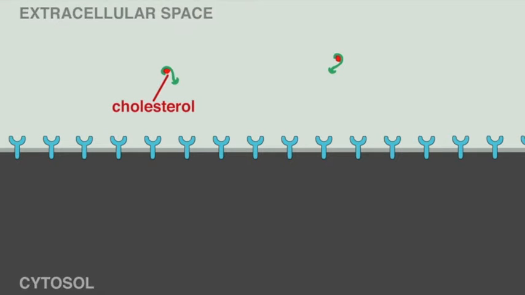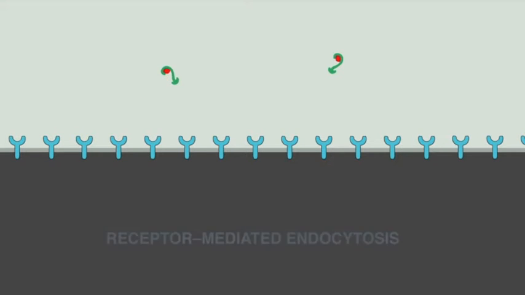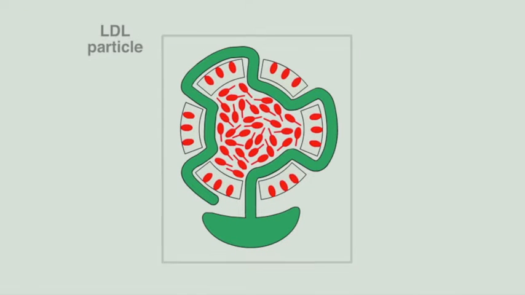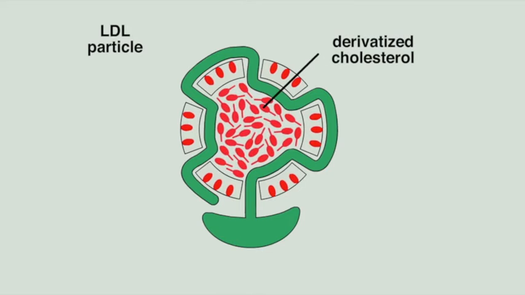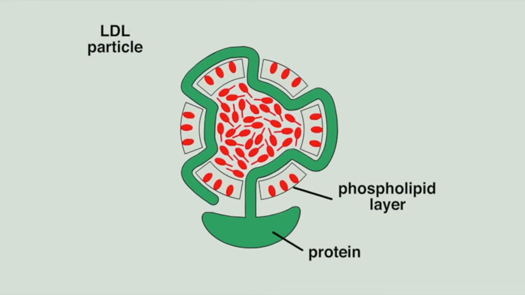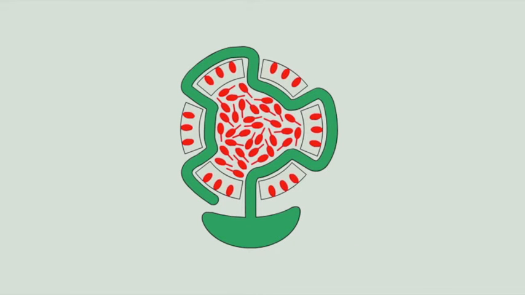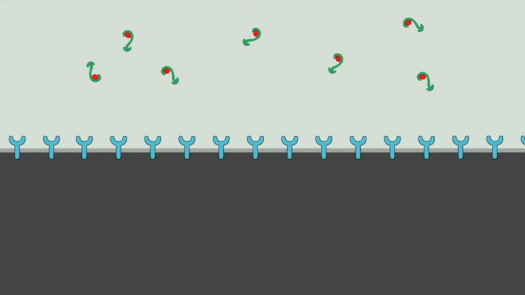Cholesterol circulates in the bloodstream and then enters cells by receptor-mediated endocytosis. Instead of circulating freely, cholesterol molecules are derivatized and packed inside low-density lipoprotein particles, or LDLs. A protein and phospholipid layer surrounds the cholesterol molecules. The protein portion is recognized by LDL receptors on the surface of cells.